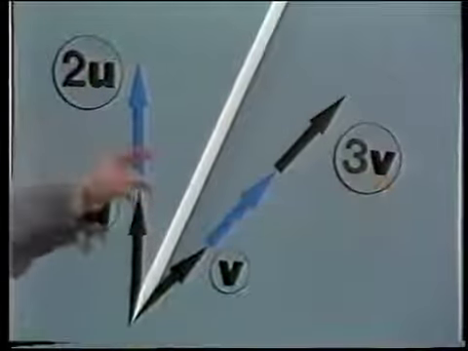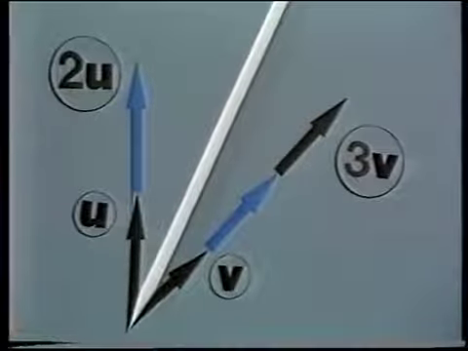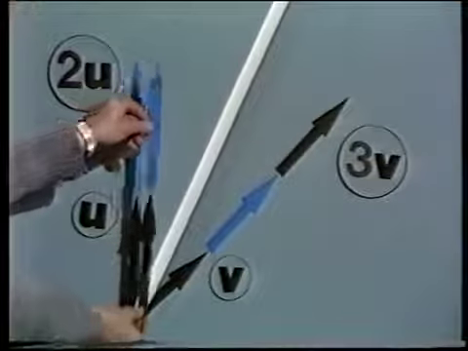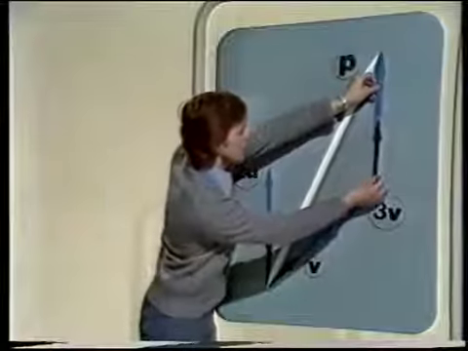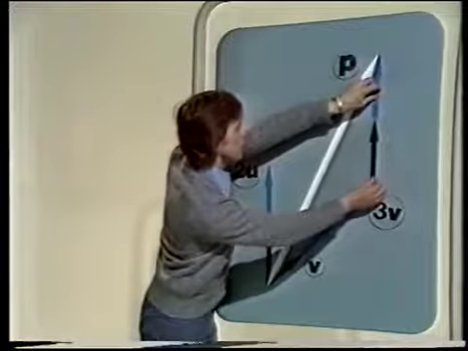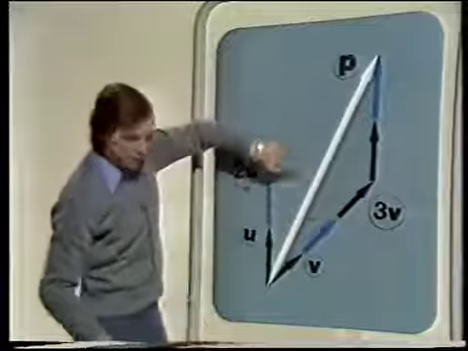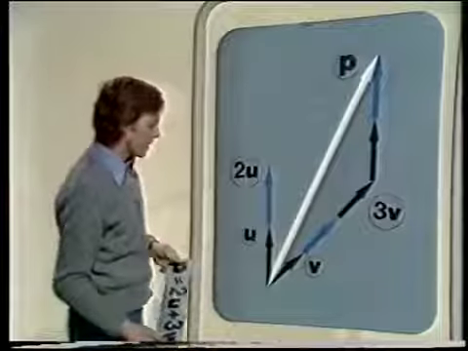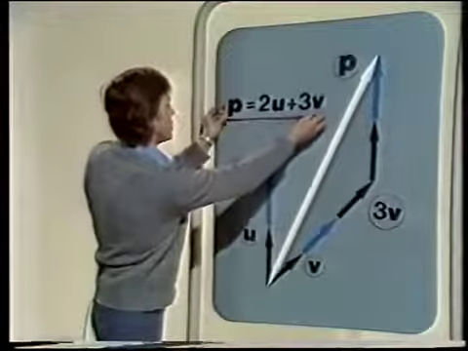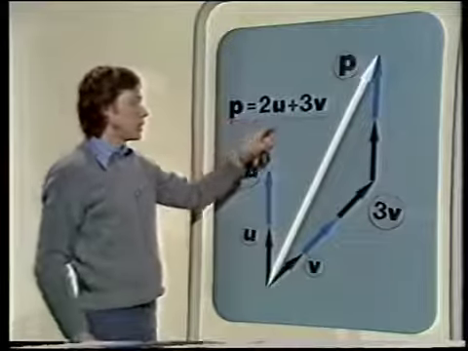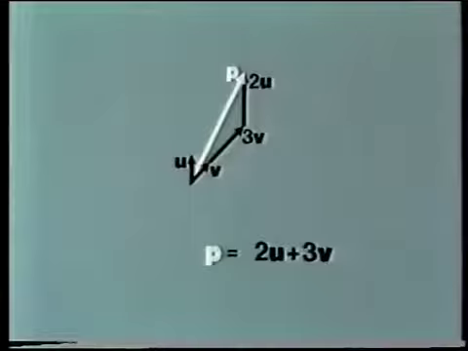And these vectors, 2u and 3v, will in fact get me to p, because if I take a copy of 2u and push it up here, then what I get is this vector specifying the vector p. And of course, what is that vector? Well, it's just 2u plus 3v. In other words, p is 2u plus 3v.